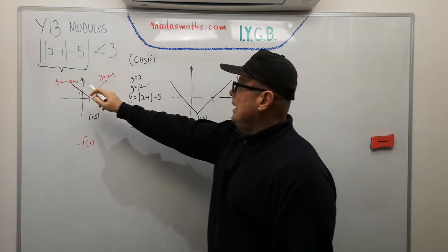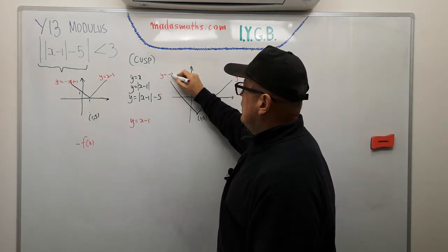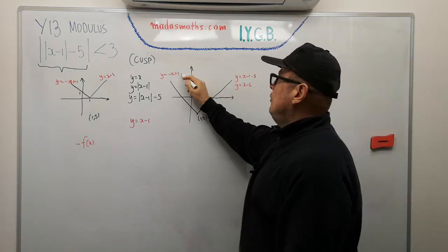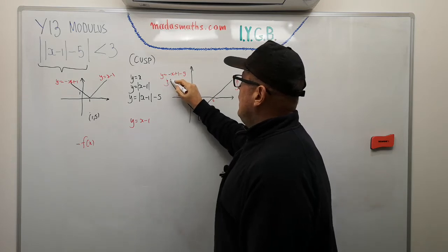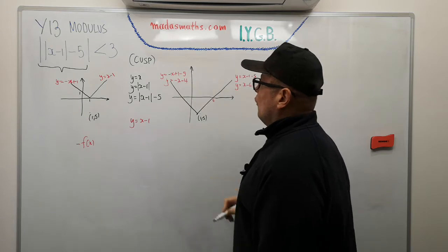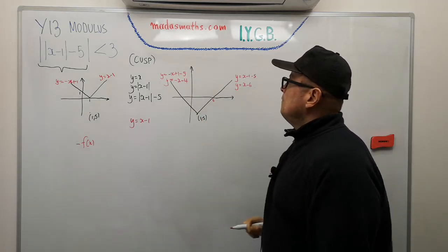Well, that's quite clearly the line minus x. That's where it was originally, minus x plus 1. And I translate it down by 5, minus 5. So now this is y is equal to minus x minus 4. Very badly written, I do apologize.